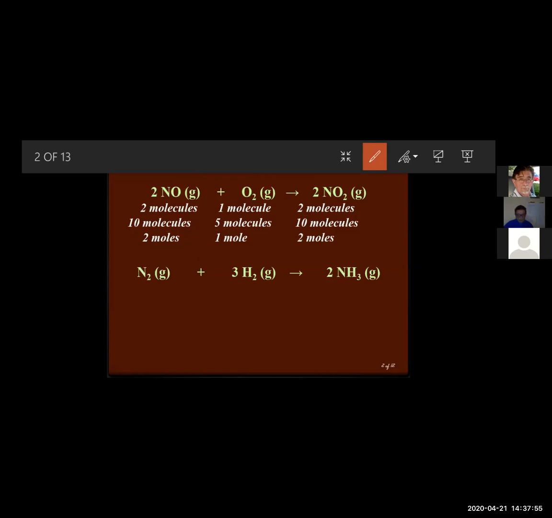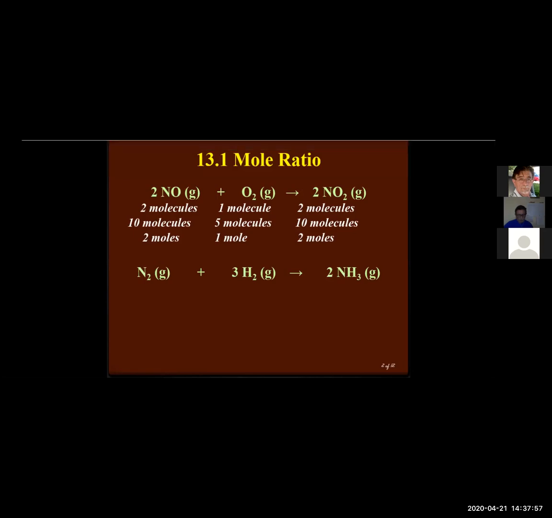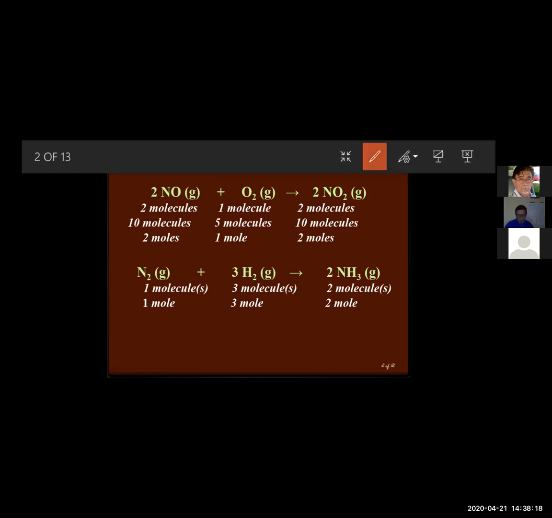Bottom equation down here, we have nitrogen reacting with hydrogen to give us ammonia, NH3. Again, those are the coefficients we use to balance the chemical equation. We can say that if I have 1 mole of nitrogen, I need at the minimum 3 moles of hydrogen gas. And when those two react together, I'm going to create 2 moles of ammonia.